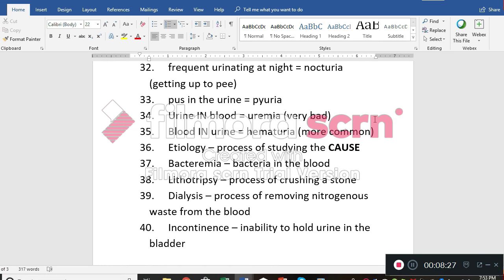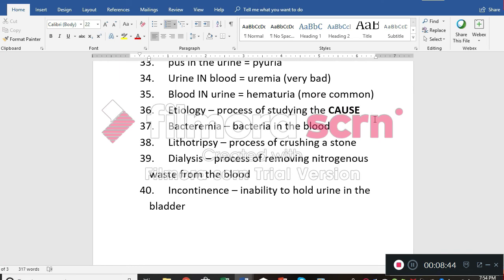And blood in the urine is hematuria. And this is more common. So we would see hematuria with things like bladder cancer or some sort of urinary tract infection. Etiology is process of studying the cause. So on the quiz, you're going to be asked for a one-word definition for etiology, and you would say that cause would be the one-word definition for etiology. Bacteremia is bacteria in the blood.